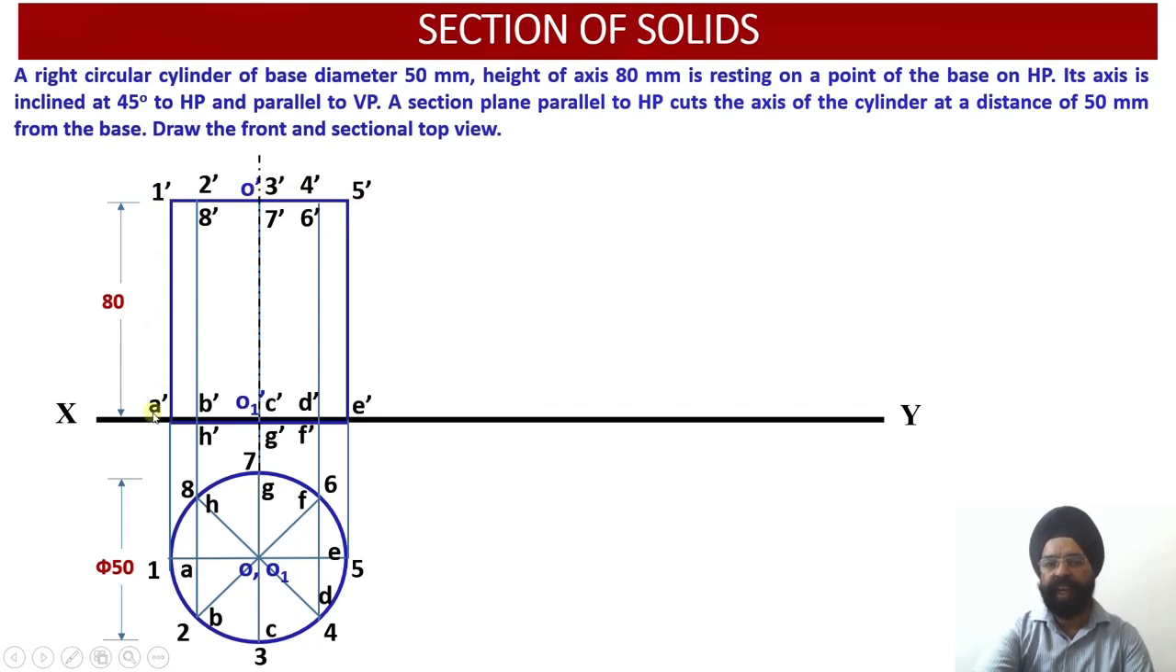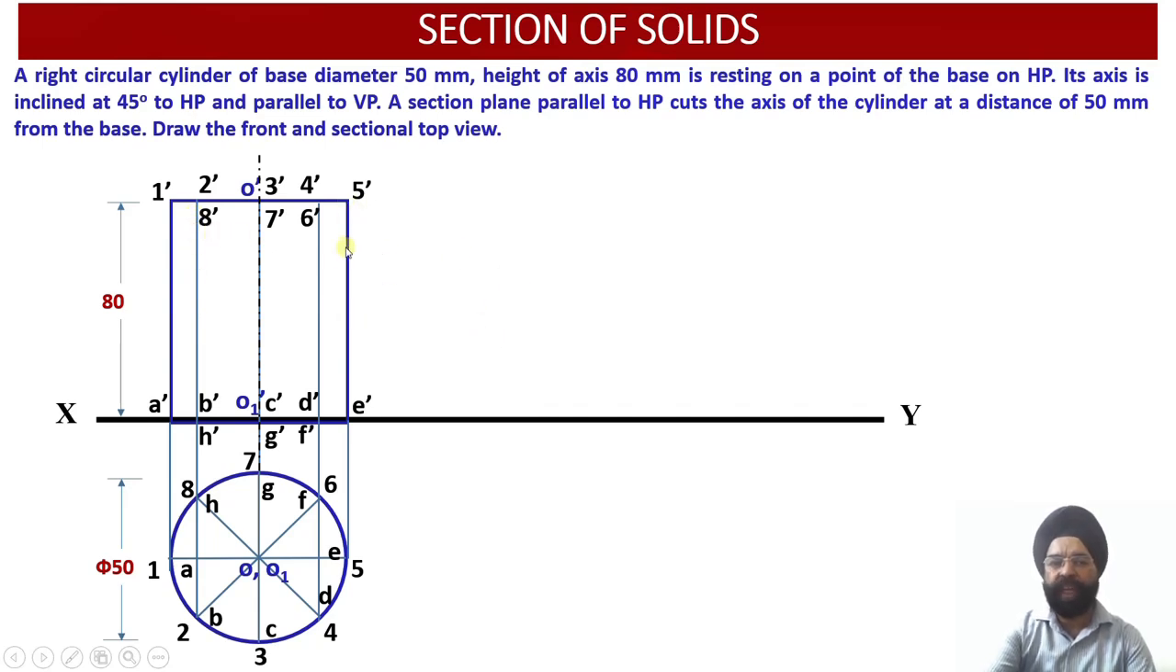So if this was A, this will be 1. If this is B, this will be 2. Corresponding to H dash, here you have 8 dash. Corresponding to C dash, you have the 3 dash point. Corresponding to G dash, you have 7 dash. And similarly, you can see these are all vertical generators. Since we have divided the circle into 8 equal parts, 1A, 2B, 3C, 4D, 5E, 6F, 7G and 8H are all the vertical generators of this particular cylinder.